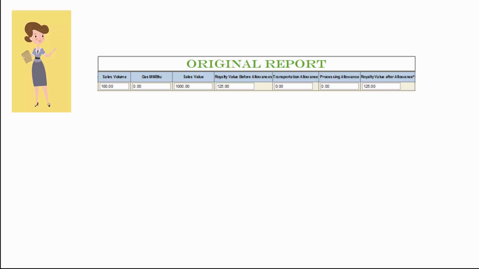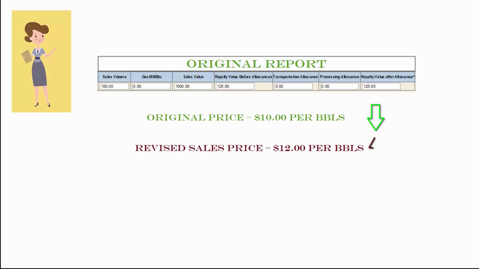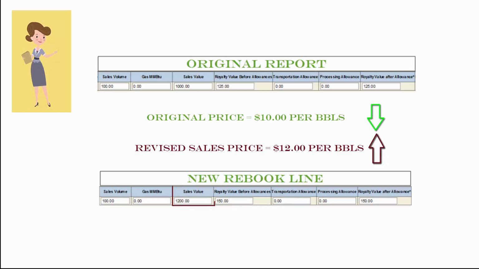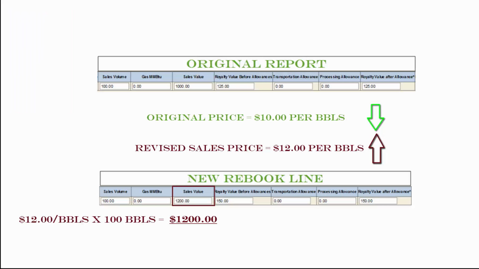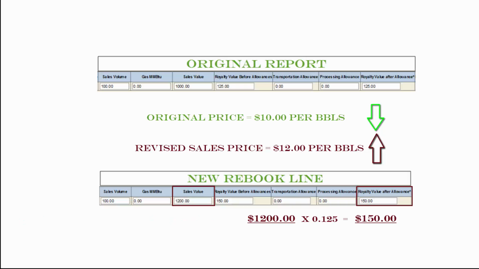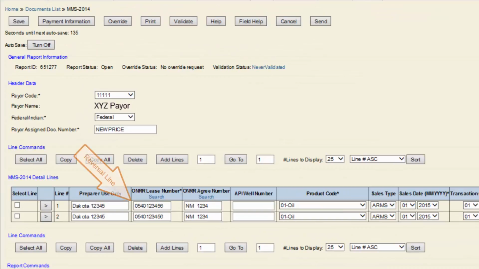Let's look at an example. In this example, a company determines that the original price of $10 per barrel was too low. Raising the price to $12 per barrel will increase the sales value to $1,200. The adjustment will increase the royalty value after allowances to $150. The adjustment would look like this.